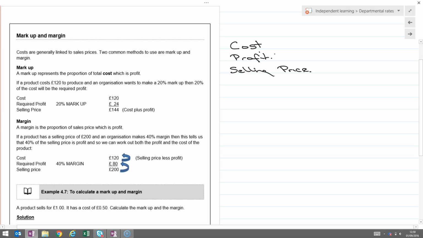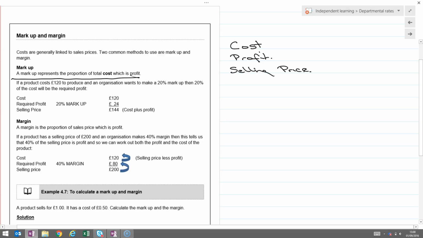Now, how we express that profit, it can be a markup or it can be a margin. If it's a markup, so for example, if we were told that we had a 10% markup, then that is telling us that our profit is 10% of the cost, because markup relates to cost.